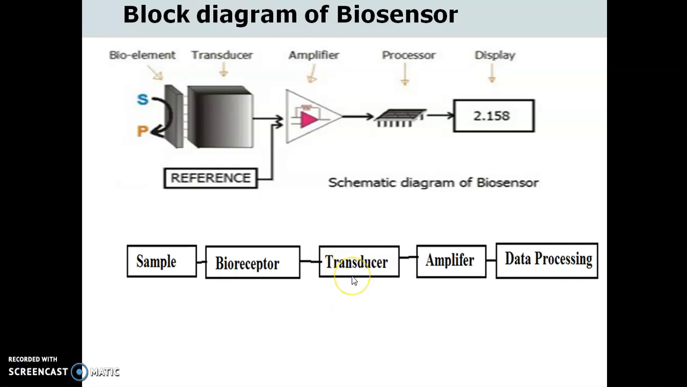The next block is a transducer. The transducer converts one form of signal into another form. In this case, the change in the properties of bioreceptor is converted into an electrical signal. The role of amplifier: the electrical signal produced by the transducer is very weak. Hence, the output of the transducer is amplified using the amplifier.